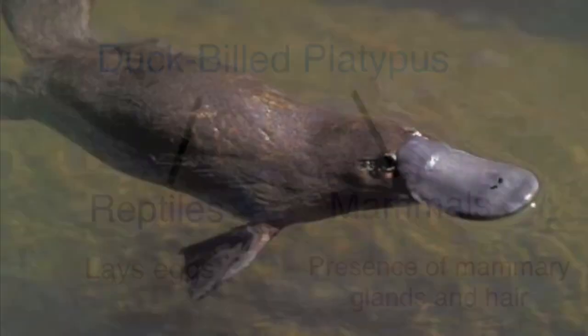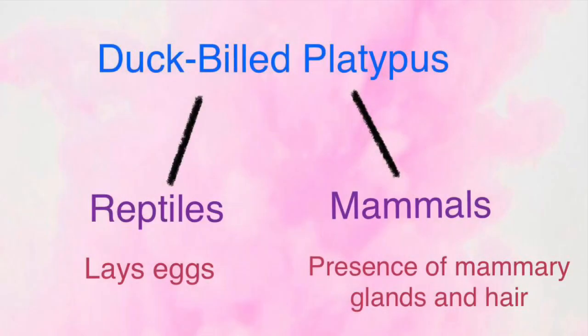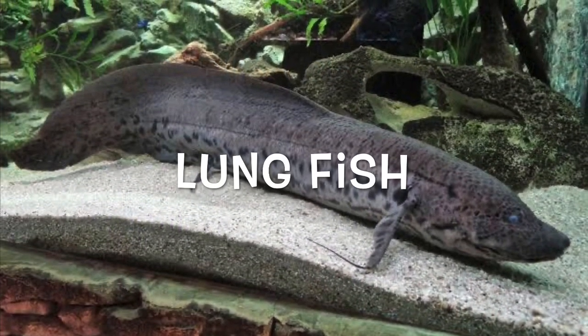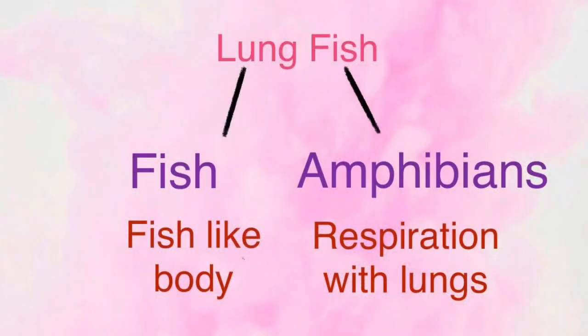Duckbill Platypus. Duckbill Platypus shows characters of reptiles and mammals. It lays eggs like the reptiles, and there is presence of mammary glands and hair like mammals. This indicates that Duckbill Platypus is the connecting link between reptiles and mammals. Lungfish. Lungfish shows characters of fish and amphibians. It has fish-like body and it respires with the help of lungs. This indicates that lungfish is the connecting link between fish and amphibians. All these examples of connecting links prove that arthropods evolved from annelids, amphibians evolved from fishes, and mammals evolved from reptiles.